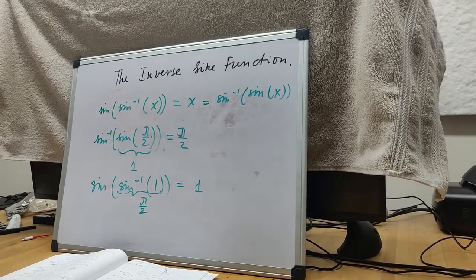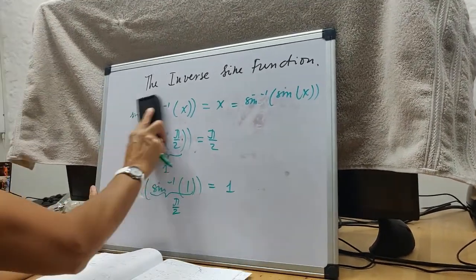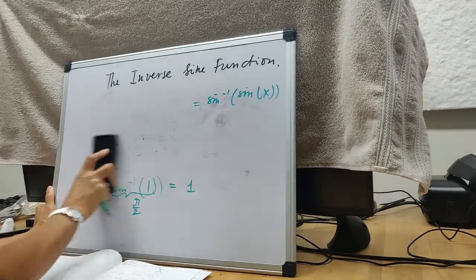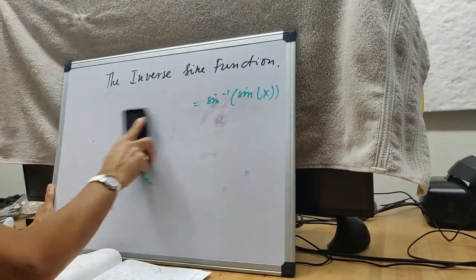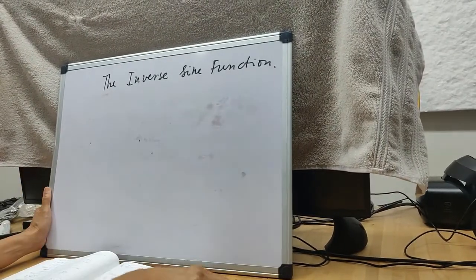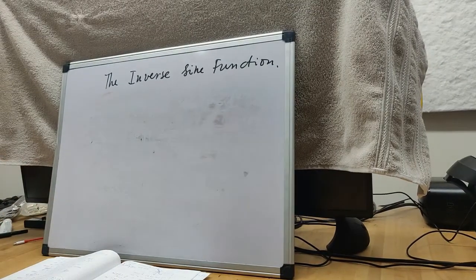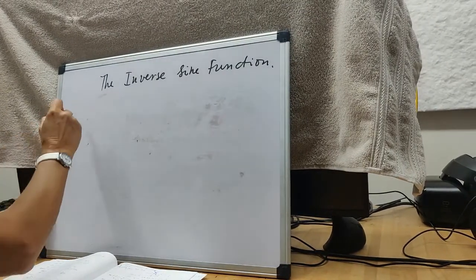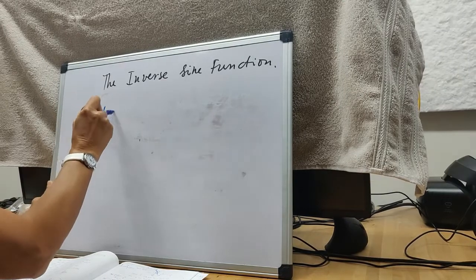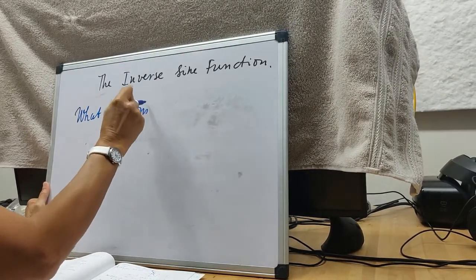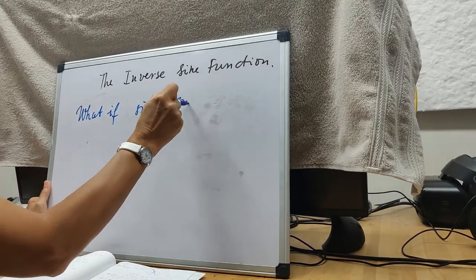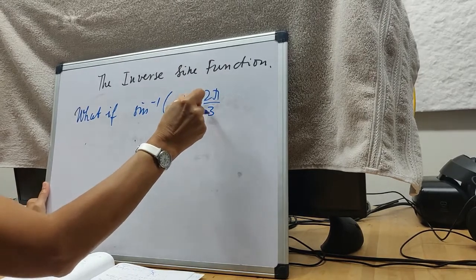Now, what if the argument is not very nice? We had just a nice argument like pi over 2 or 1, right? Let's consider slightly different arguments. What if we want to calculate sine inverse of sine of 2 pi over 3?